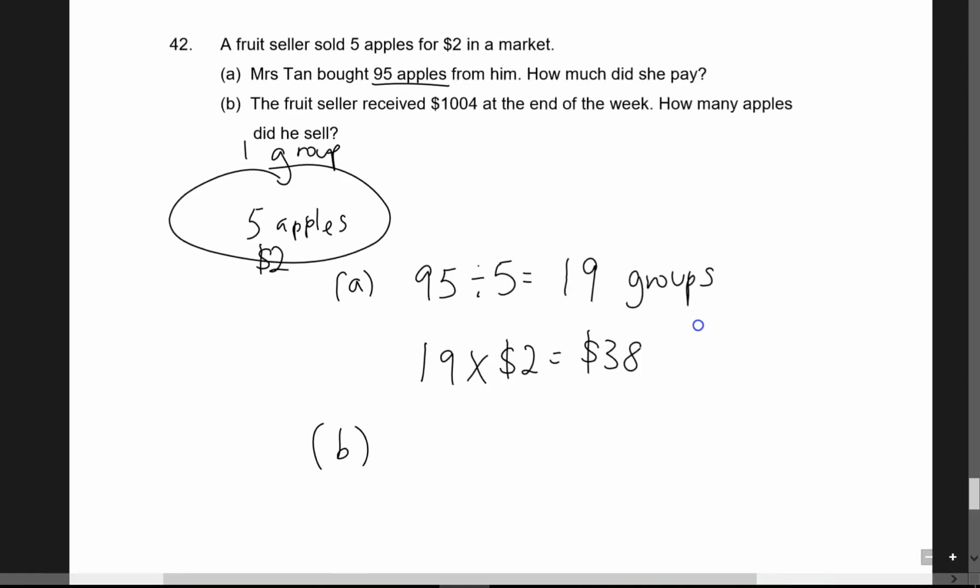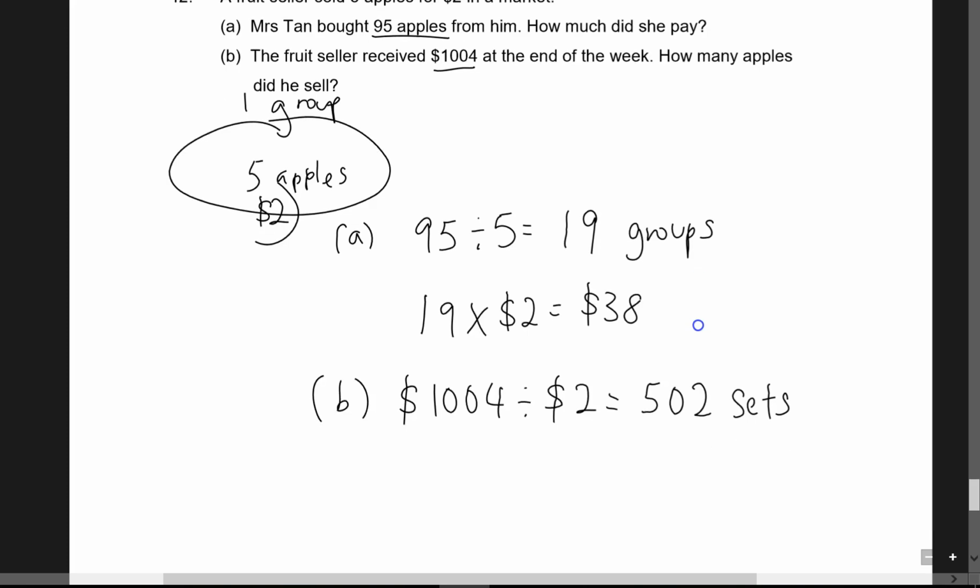Part B. Alright, now you are going to receive $1,004. You know that you sell each set at $2, am I right? So we want to see, out of this $1,004, how many sets did he actually sell? Alright, each set is $2, right? And he collected 1,004. So we want to find out, we divide it by 2, we find out the number of sets that the person actually sold. He sold a total of 502 sets.